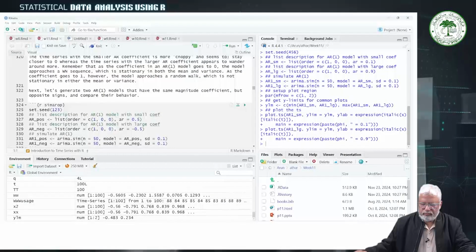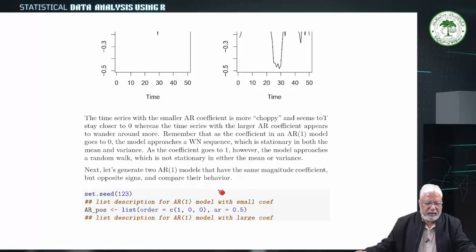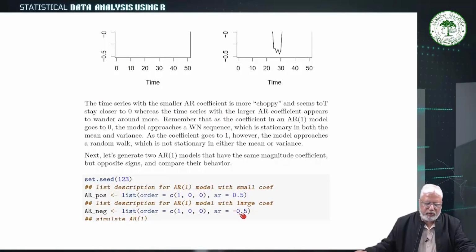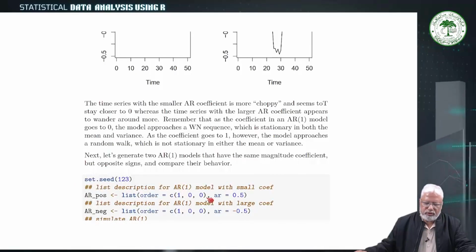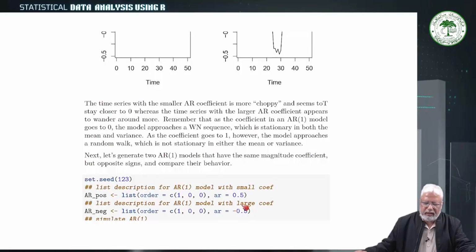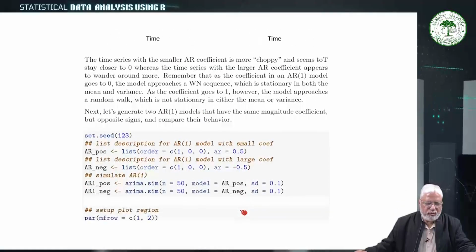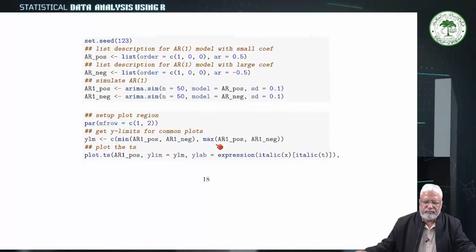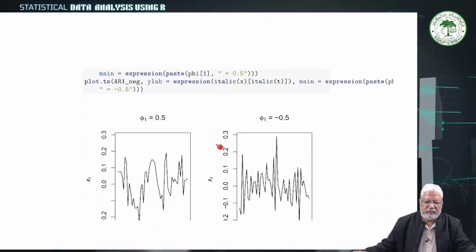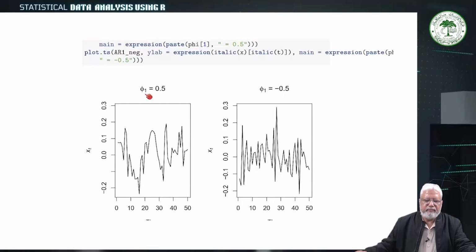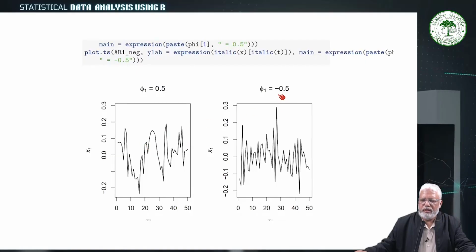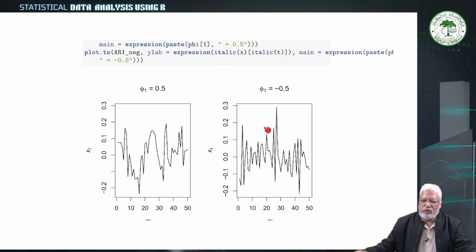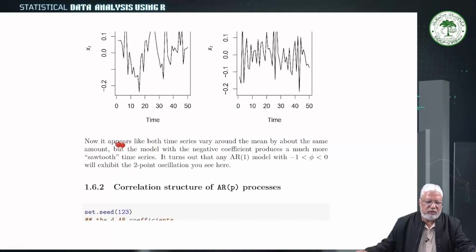Now let us generate with AR 0.5 and minus 0.5. See what happens, AR positive 0.5 and AR negative 0.5. See what is the effect. Then we are simulating them and see what is the difference. Phi 1 is equal to 0.5. See, it is more choppy with phi 1 equal to 0.5 as compared to this.